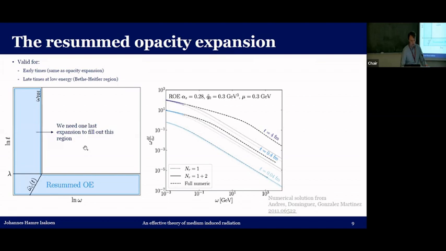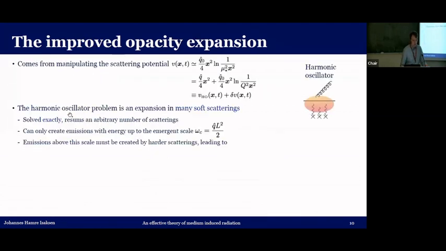But we still haven't got anything that works in this region, which leads us to the next expansion, the improved opacity expansion. And you get this from manipulating the scattering potential. So you write it in two different terms, and the first term is just the harmonic oscillator term that I talked about before. And as I said, the harmonic oscillator is an expansion in many soft scatterings. As you can see here, you have many soft scatterings, and then you have an emission. And as I said, it can be solved exactly.